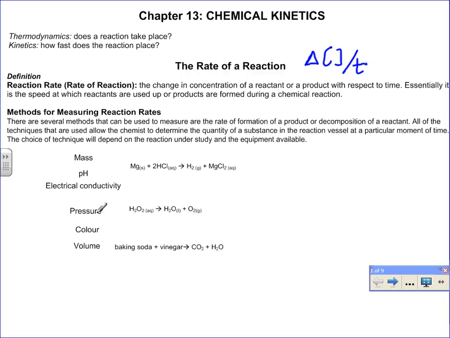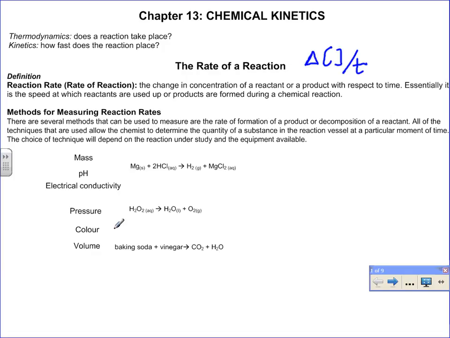We can also use pressure when there is a gas being produced in a reaction. So I can monitor the production of oxygen by the increase in pressure as a function of time. We can use color. So you've seen before how to use the Spec-20s or the spectrophotometers or colorimeters, all of which measure the intensity of a particular color. And there's a relationship between the intensity of a color and its concentration.